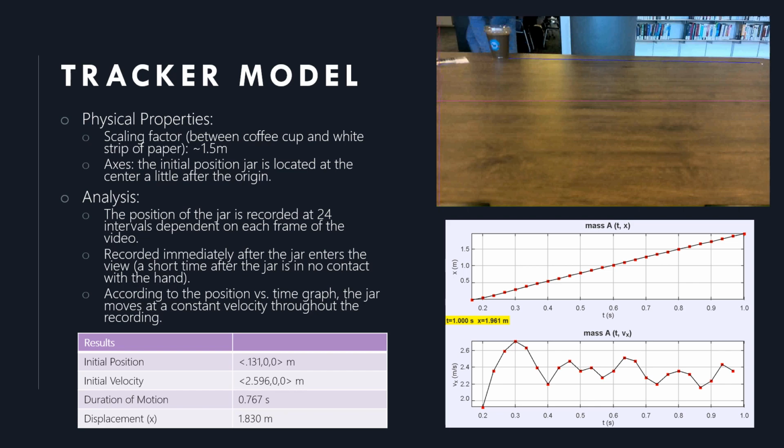According to the position versus time graph, the jar moves at a constant velocity throughout the recording, as you can see from this relatively straight, constant slope of the position versus time graph. And down here are the stats from the trial.